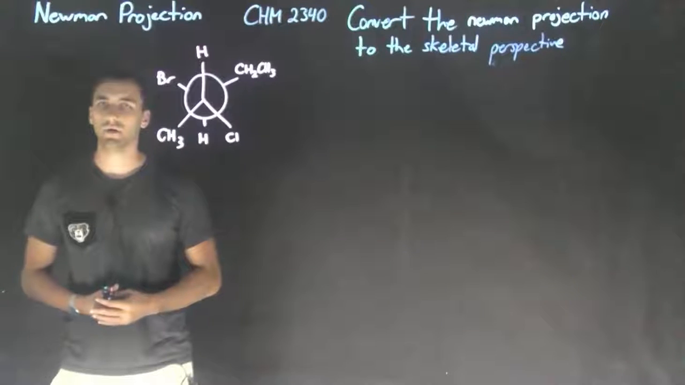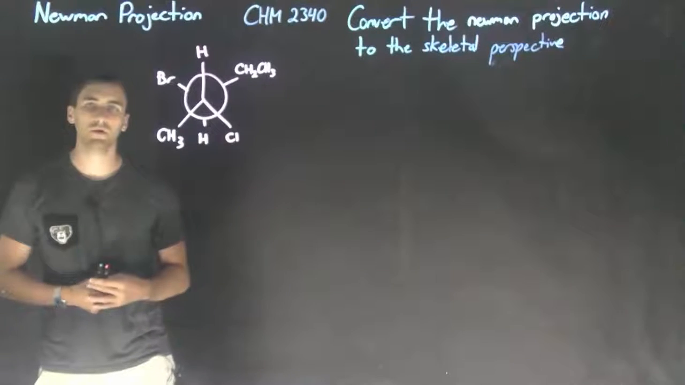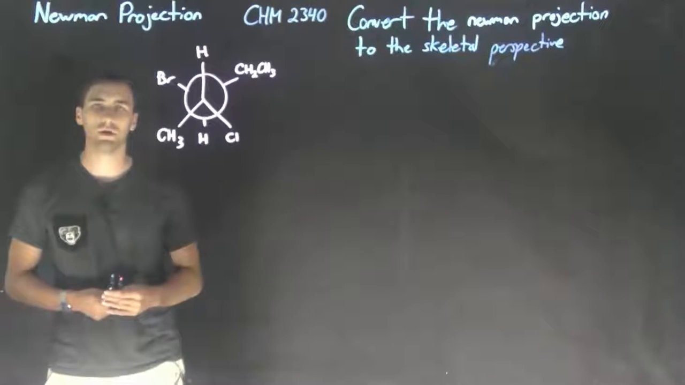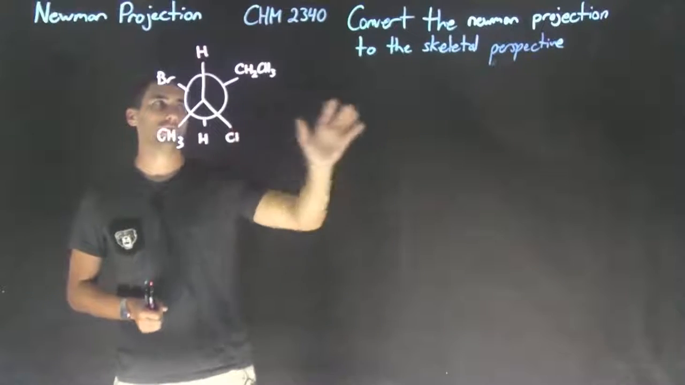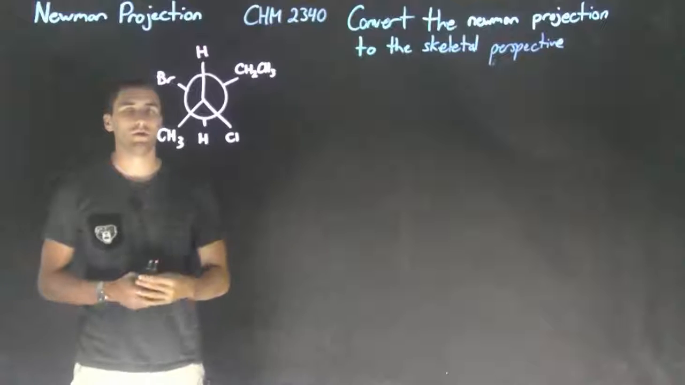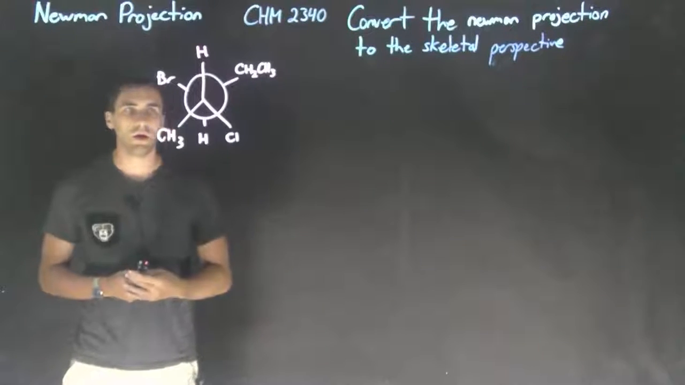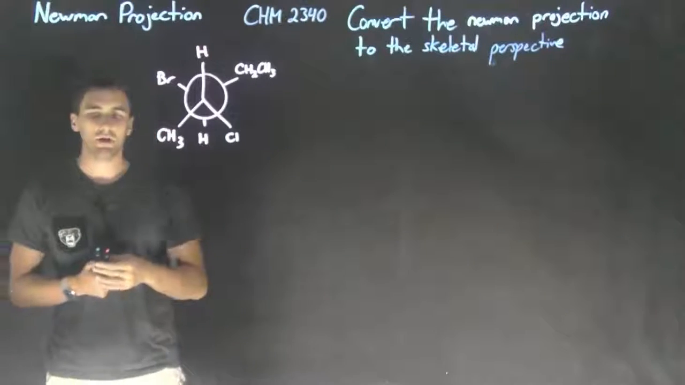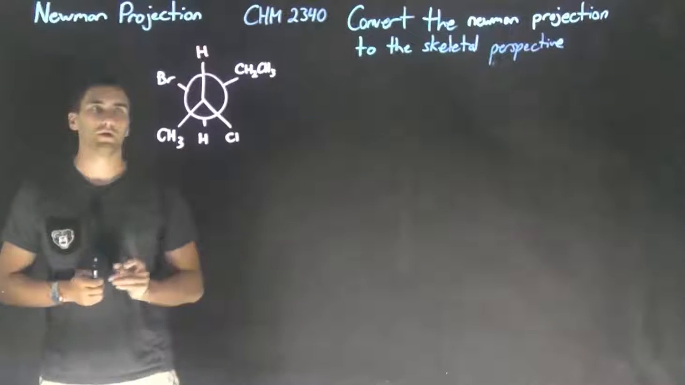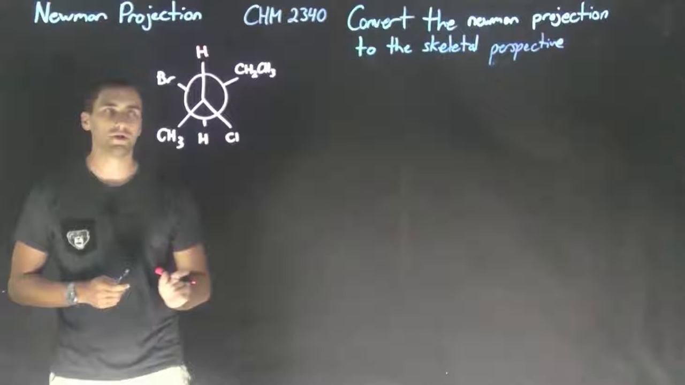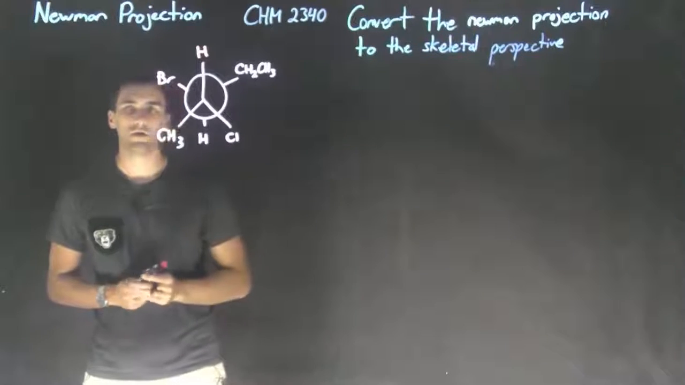My name is Chad Scribner, and we'll be going over Newman projections for Chem 2340. For this video, we have to convert this Newman projection to a skeletal perspective. Now, if we want to retain the stereochemistry of this molecule, we can't go directly to the skeletal perspective. We have to first go to Fischer and then go to the skeletal perspective.